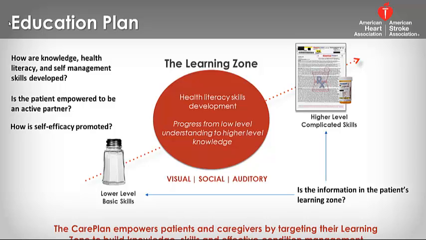So some key questions: how are knowledge, health literacy, and self-management skills developed? Is the patient empowered to be an active partner in this process? And then a key component is promoting self-efficacy of the patient. The patient's belief that if they engage in this program, they're going to be successful, and their goals and objectives are going to be met. So the care plan empowers the patient and caregivers by targeting their learning zone to build knowledge, skills, and effective condition management.